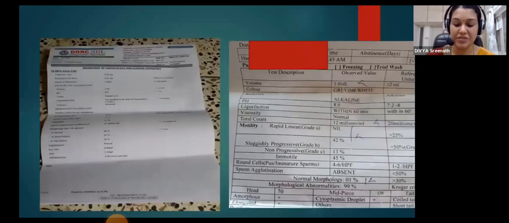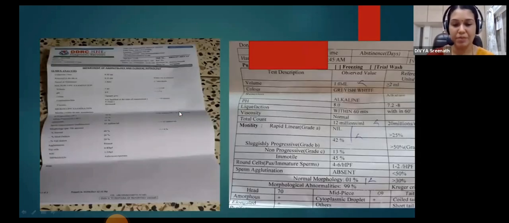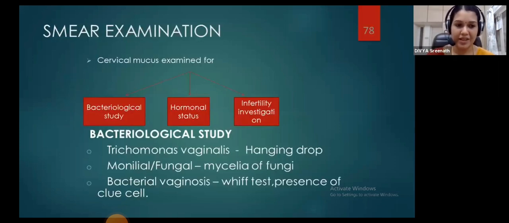Some patients may complain of azoospermia, absence of sperm. In such patients, we have to do an ultrasonographic scanning and also hormone assays like FSH, LH, etc. Even testosterone or prolactin, depending upon the patient's condition. For the cervical factor, we can do a post-coital test to assess the anti-sperm antibody reaction with the mucous membrane. And we can also assess the cervical mucus for bacteriological study.